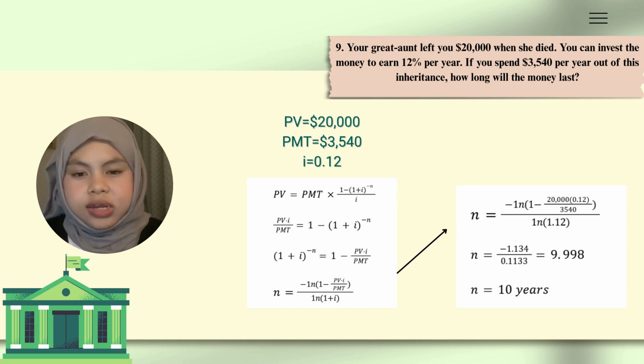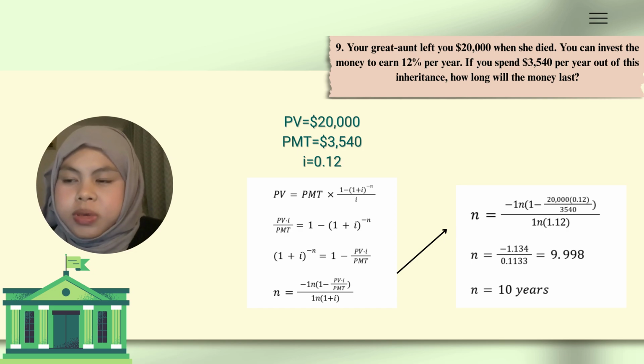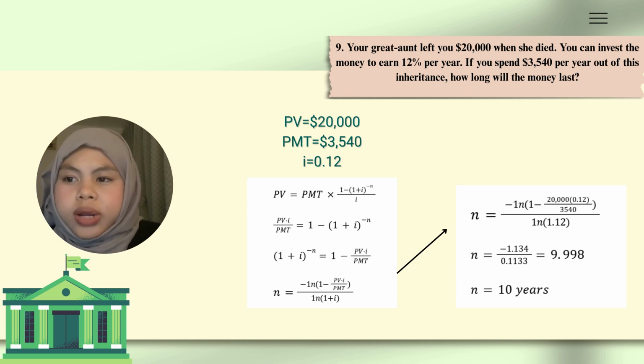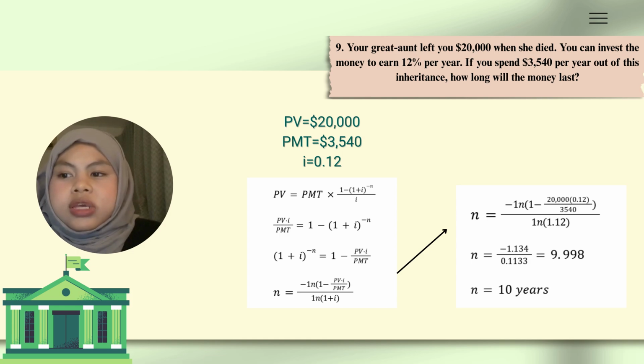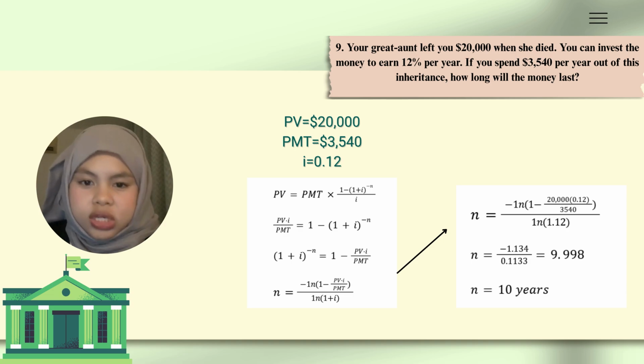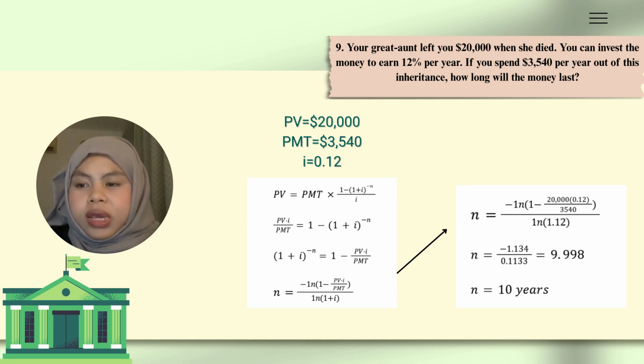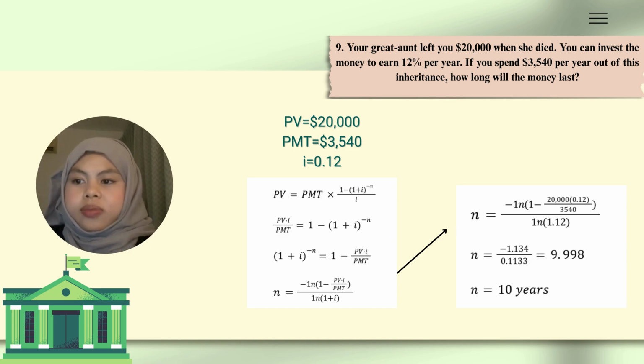We want to find n, so first rearrange the formula to solve for n. First, PV times i over PMT equals 1 minus (1 plus i) to the power of negative n. Then, (1 plus i) to the power of negative n equals 1 minus PV times i over PMT. Next, use natural logs to solve for n, where n equals negative ln of (1 minus PV times i over PMT) divided by ln of (1 plus i).